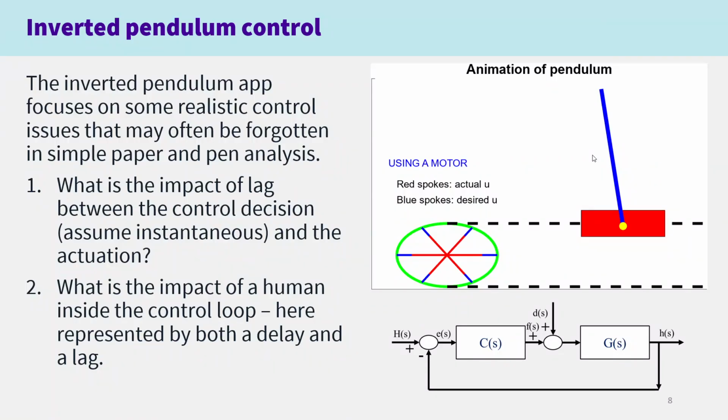Okay, so we skipped one there. Inverted pendulum control. The inverted pendulum app focuses on realistic control issues that may often be forgotten if you're doing simple paper and pen analysis. What's the impact of lag between the control decision, which often we assume is instantaneous, and the actual actuation? The control decision is in the C of X blocks, but the input going into the system may be lagged somewhat for various reasons. What's the impact of that? And also, it's interesting to ask yourself, what if you had a human inside the control loop, which is going to add both a delay and a lag? We explore the impact of a human in the loop through this app.